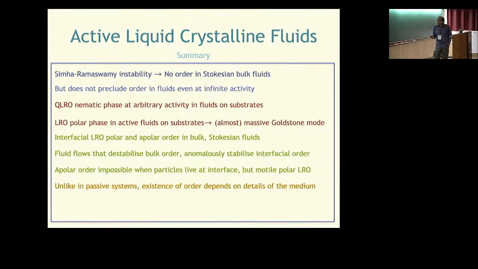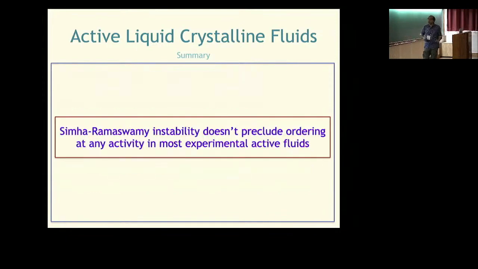And so the real theoretical fun thing here is that, unlike in passive systems, even the existence of an ordered state, whether a symmetry can be broken or not, really depends on fine details of the system: whether you have incompressibility, whether you have particle number conservation or not. It really depends on everything. And it also means that the Simha-Ramaswamy instability essentially does not preclude ordering at any activity in most experimental systems.